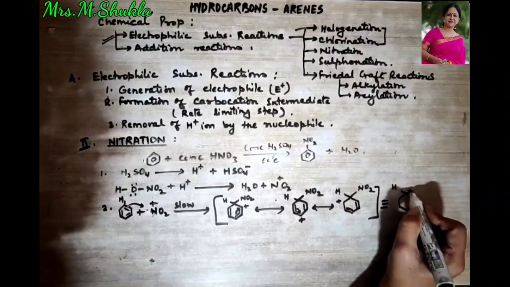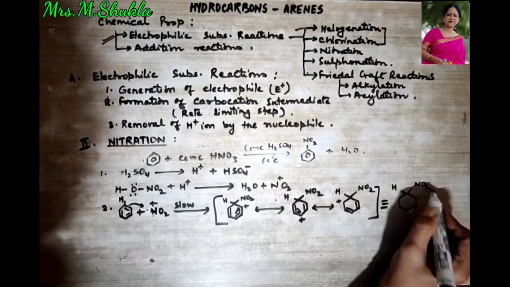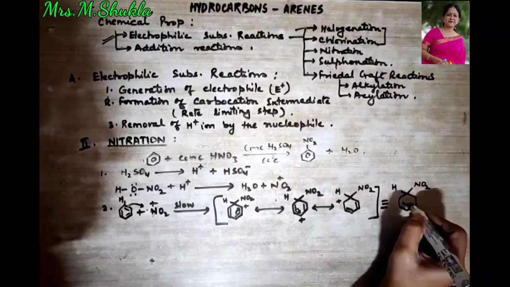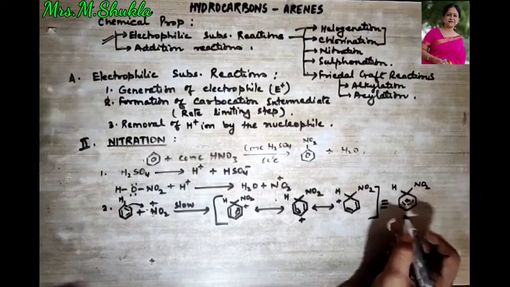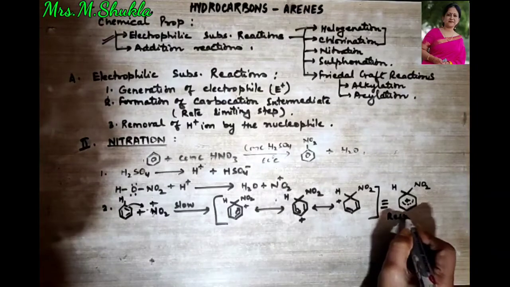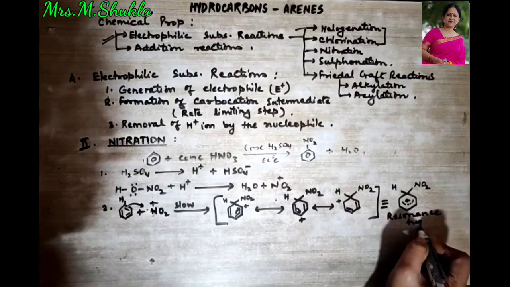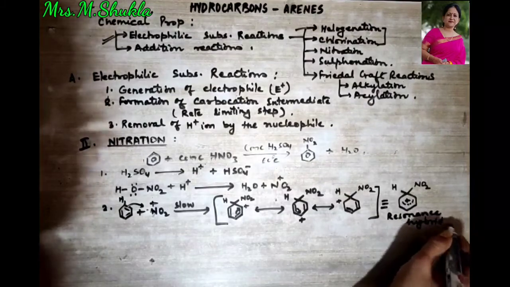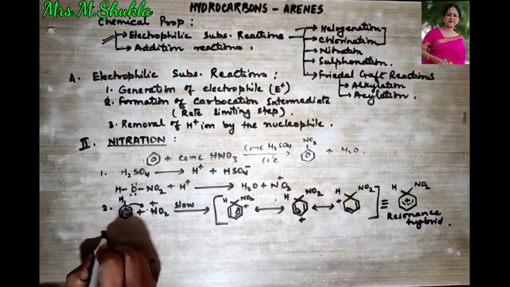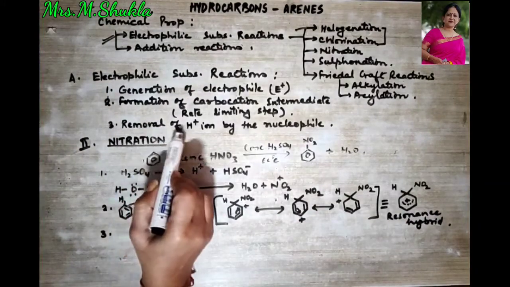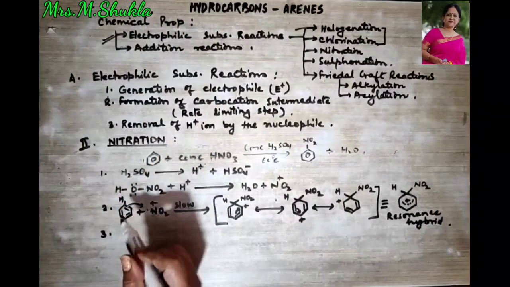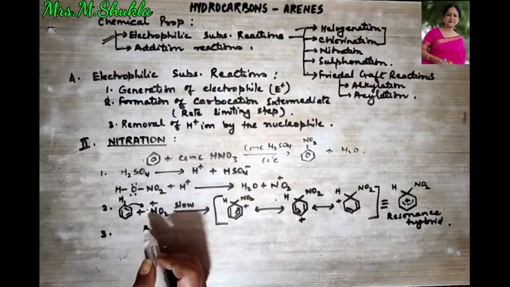This is your HNO2 and this is your resonance hybrid. Clear? Now we move to the third step. What is the third step? Removal of the hydrogen ion or a proton by a nucleophile.